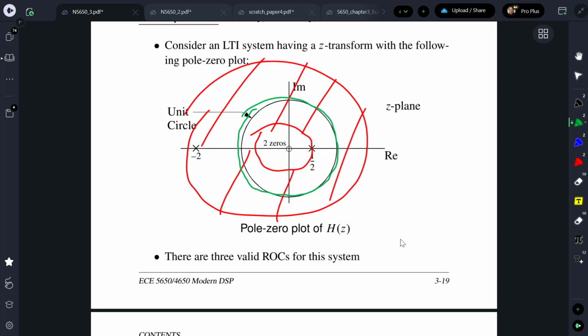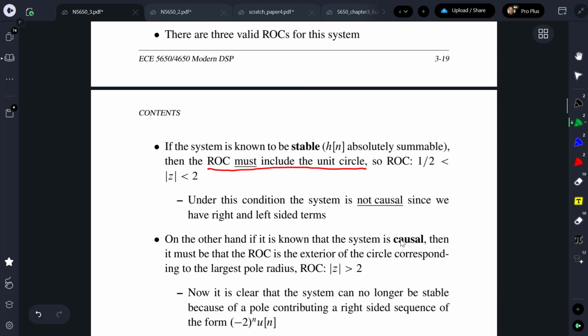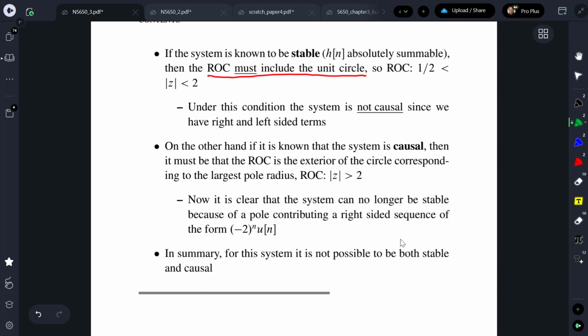Now there's a dilemma here though. If we have the annular region, one of the sequences is going to the left and one of them is going to the right. The right-sided sequence is going to be fine for causality, but the left-sided sequence makes it impossible to be causal. So under this condition, the system is not causal since we have left and right-sided terms. And you say, that's too bad. How can I deal with that?